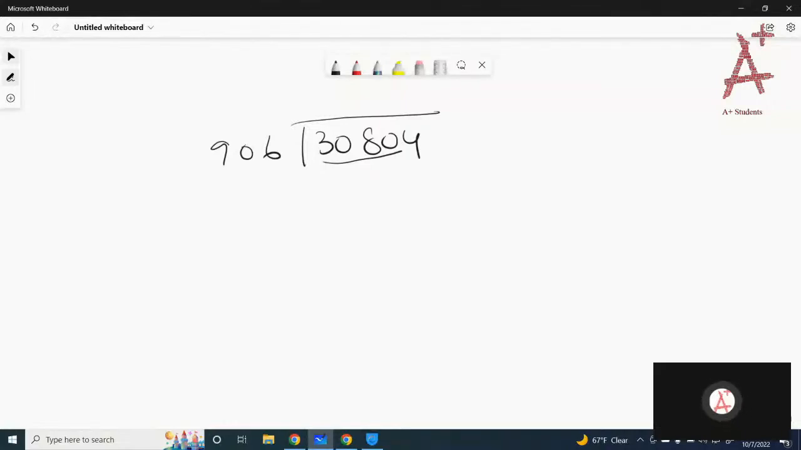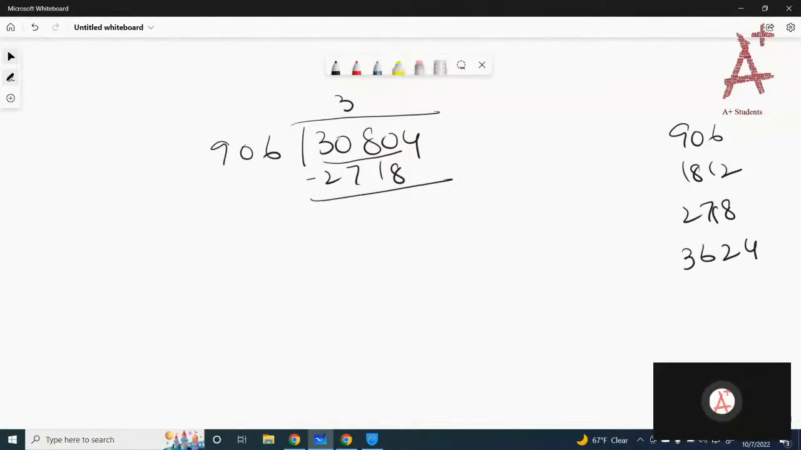906 times 2 is 1812. 906 times 3 is 2718. And 906 times 4 is 3624. So we can go for 906 times 3, that would be 2718. Got it? Just subtract them.